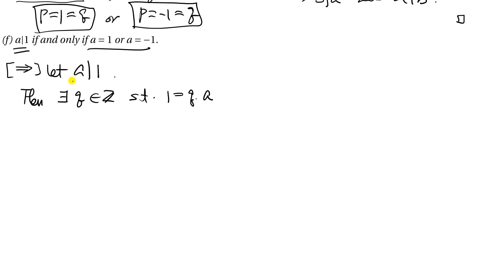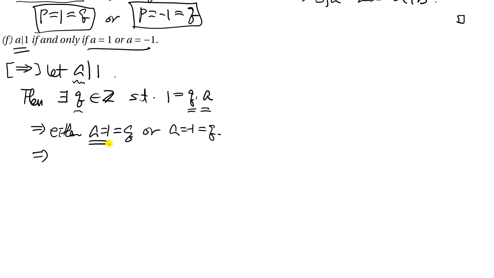But when you start, A is a non-zero integer, right? And Q is an integer. So when you multiply two integers together to make 1, there are two different cases: either A equals 1 and Q equals 1, or A equals negative 1 and Q equals negative 1 at the same time, right? So anyway, which means what? A equals 1 or A equals negative 1.